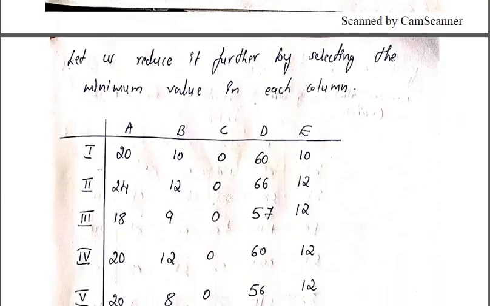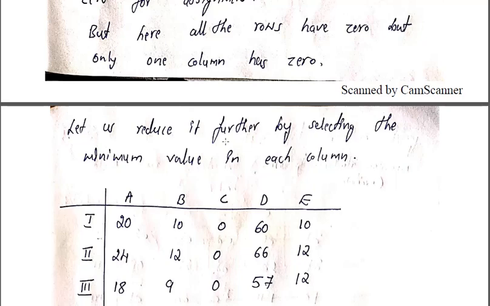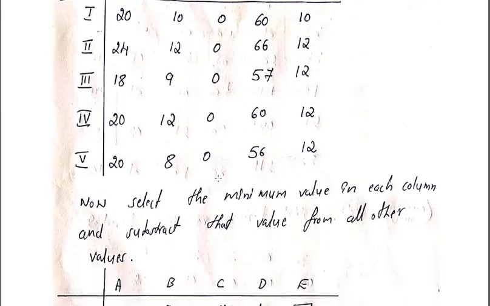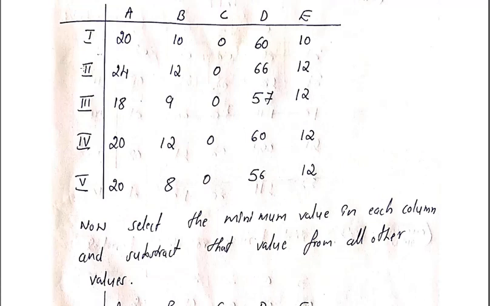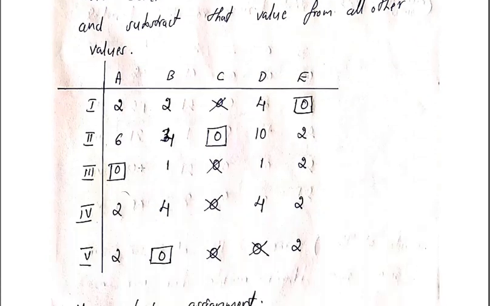So we will arrive at this particular situation. Let us reduce it further by selecting the minimum value in each column and subtracting that element from all other values. So finally we have arrived at this particular table. Here we have the revised table, obtained by subtracting the minimum value in each row, and again by subtracting the minimum value in each column. Now let us look into the table. In the first row we have 2 zeros, in the second row we have 0, in the third row we have 2 zeros, in the fourth row we have 0, and in the fifth row again we have 3 zeros.